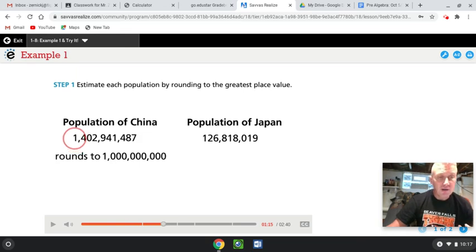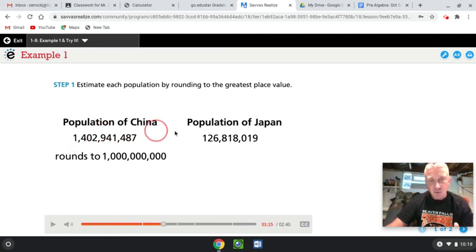So we know our first number is either going to be a 1, or if this 4 tells it to go up, it could be a 2. But remember, 4 and below, let it go. 5 and above, give it a shove. So in this case right here, since the number to the right of it is a 4, that is going to leave our number 1 as a 1.